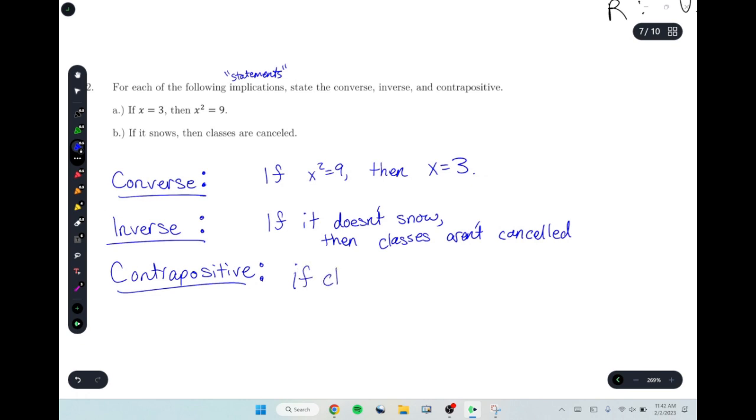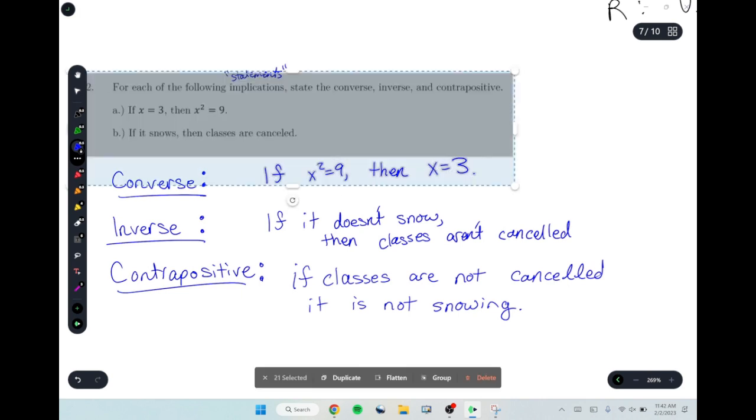Oh, wait. I've totally shot myself in the foot here. If classes are canceled, not canceled. I'll go back and fix the first one. If classes are not canceled, it is not snowing. That is necessarily true. I didn't realize what I'd done.